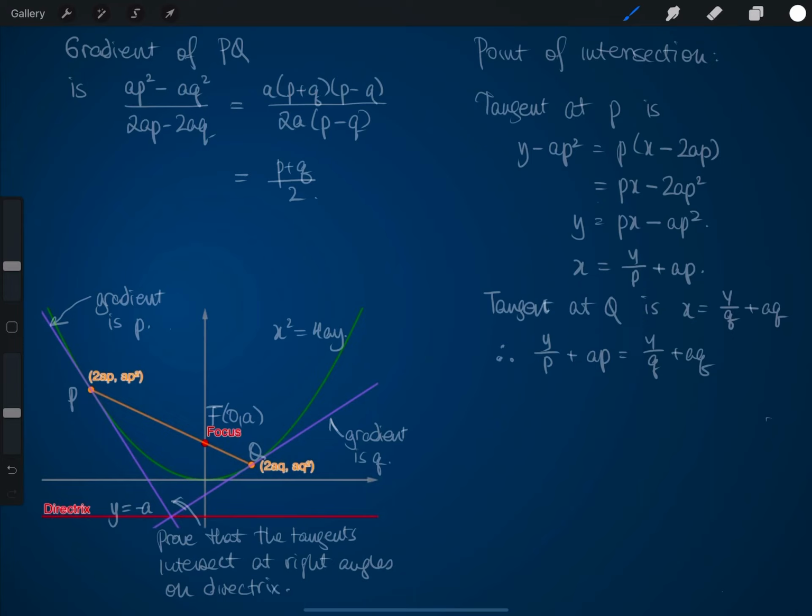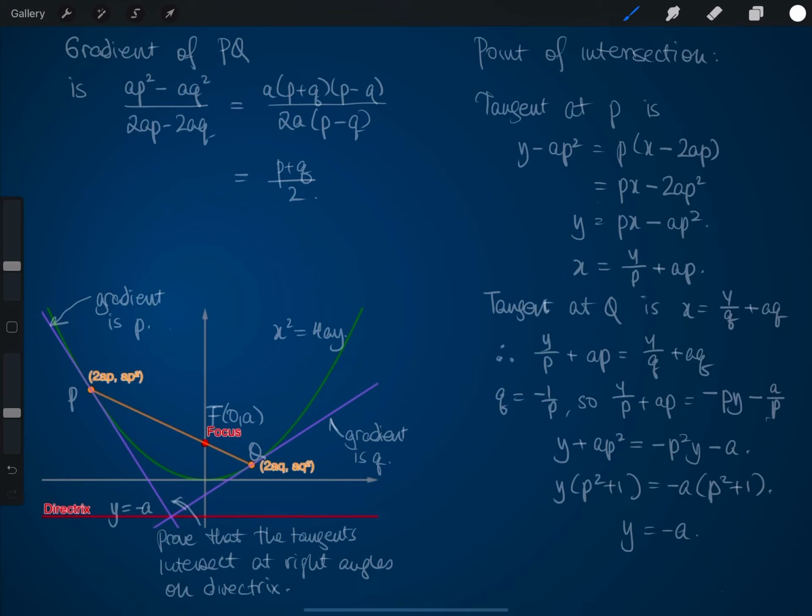Now, we worked out earlier that pq is minus 1. So q is minus 1 on p, and we'll sub that in. And when we multiply that through by p, we'll end up with y plus ap squared equals minus p squared y minus a. So collecting y's, we get y times (p squared plus 1) equals minus a times (p squared plus 1). So that means y equals minus a, which is exactly what we were hoping to get for this intersection.